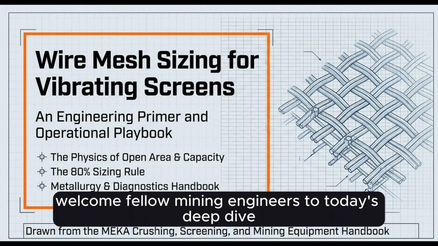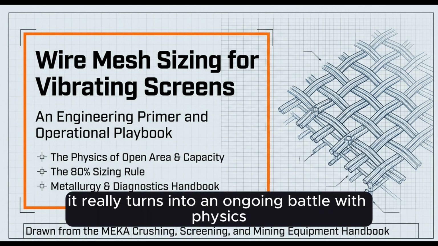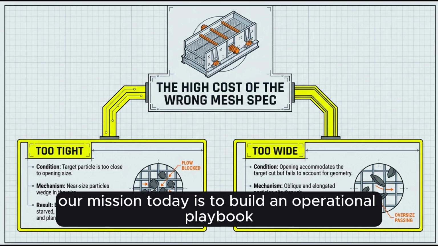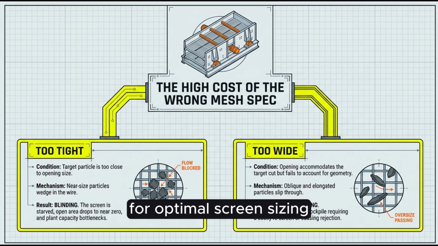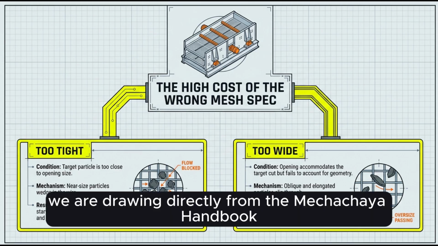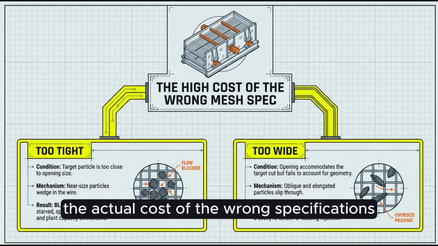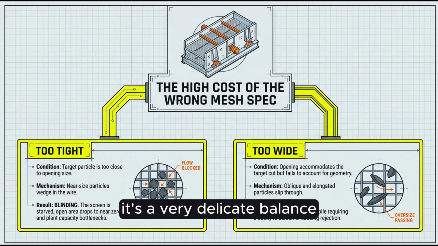Welcome, fellow mining engineers, to today's deep dive. It really turns into an ongoing battle with physics, honestly. So our mission today is to build an operational playbook for optimal screen sizing. We are drawing directly from the MEKA handbook for this. Because the actual cost of the wrong specifications is massive. Absolutely. It's a very delicate balance.